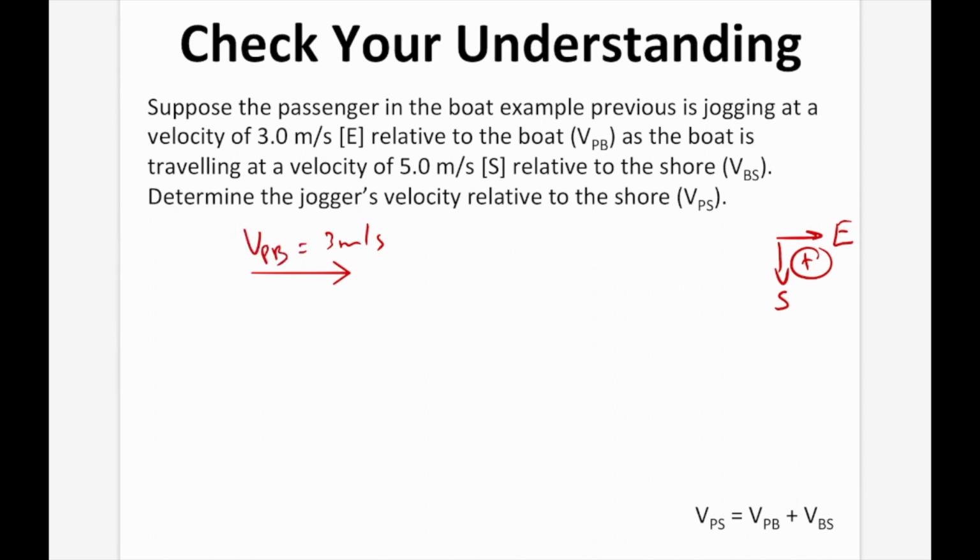The boat is traveling at a velocity of 5 meters per second south, and this is going to be the velocity of the boat relative to the shore. Determine the jogger's velocity relative to the shore. What that is, it's actually this one right here. It's going to be the hypotenuse. It's going to be the result of the two vectors, just like we were doing before. So how do we figure out what the hypotenuse is?